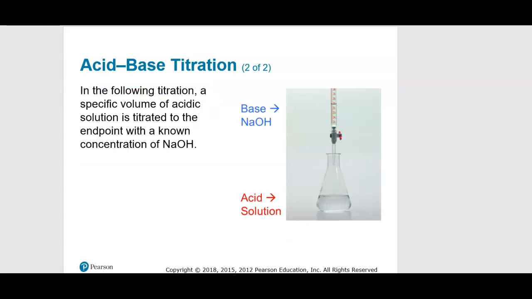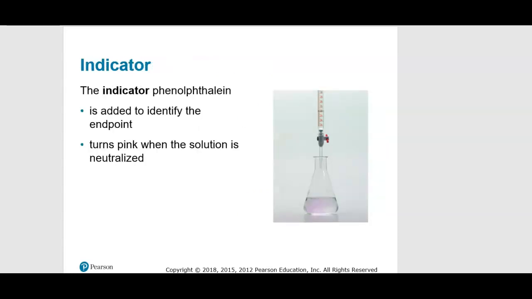This is what the setup looks like. You have a container, in this case a flask, containing a known volume, milliliters or liters, of the acid solution, and there's a burette there that is graduated in milliliters. You add the base dropwise, you stir it, and you wait for the color change. Then you measure how much base you've added to get to the color change, and then you do your calculations.